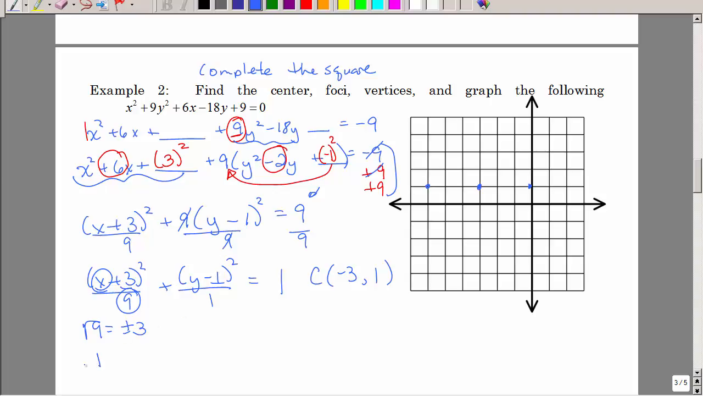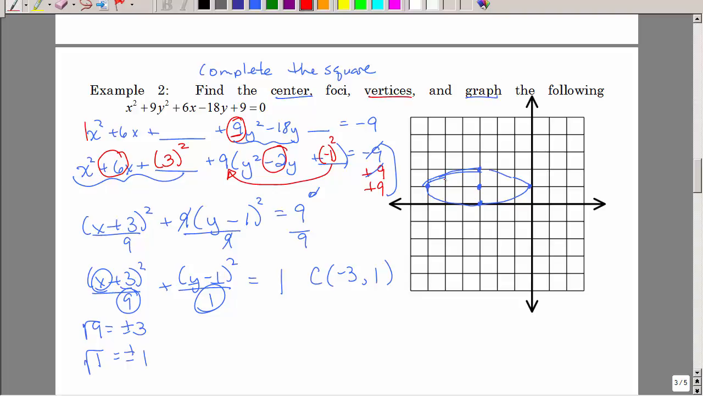Then I'm going to take that 1 right there, take the square root, and that's underneath y, so I'm going to go up and down 1 from my center, and then graph the best ellipse I can, which isn't great. So I have found the center, I've graphed it.